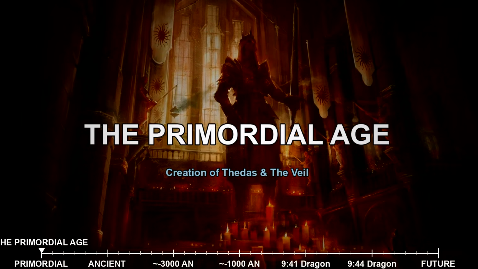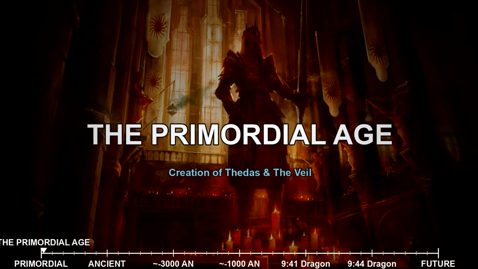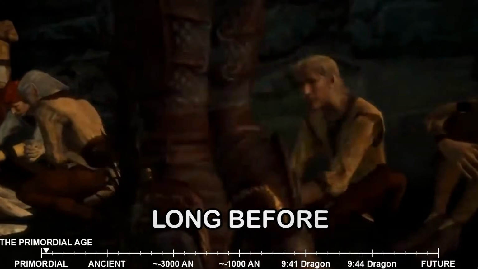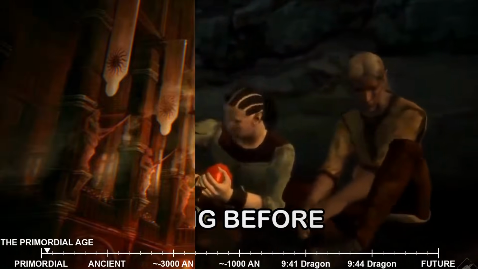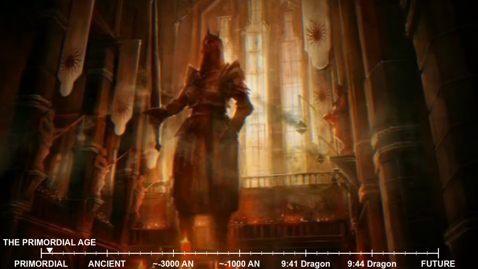Long before the ages we know, before history itself could be recorded or remembered, before the first mortal drew breath or the first civilization rose from the dust, there existed only the Maker. According to the Chantry, the dominant religious institution of Thedas, the Maker dwelt alone in the void, a being of infinite power and creativity with no outlet for either.